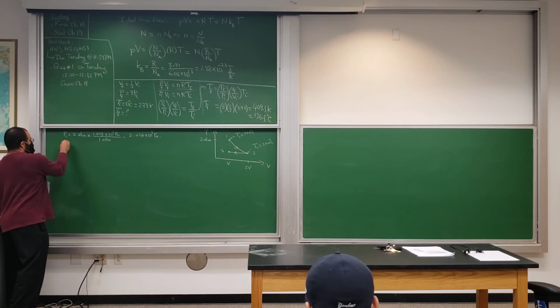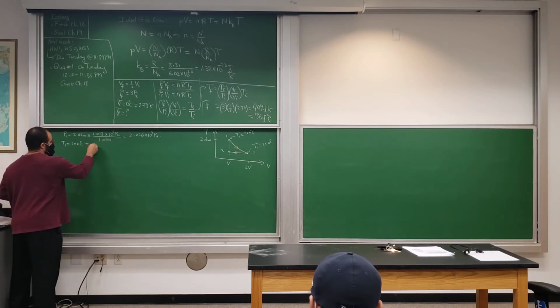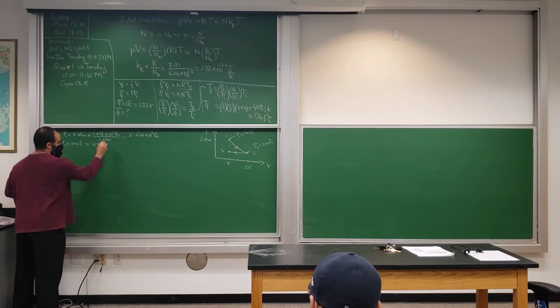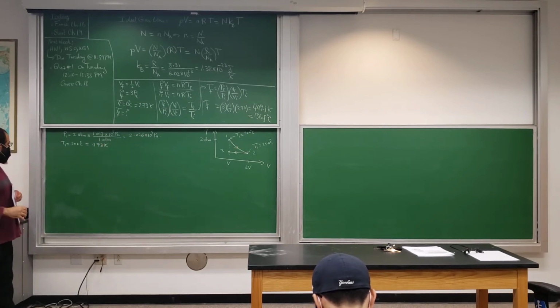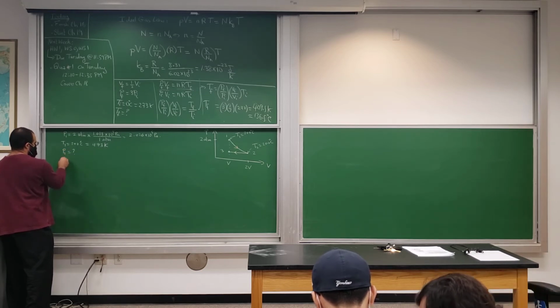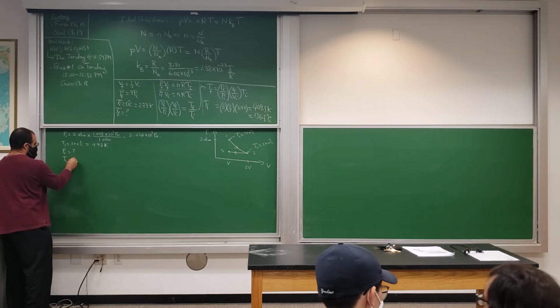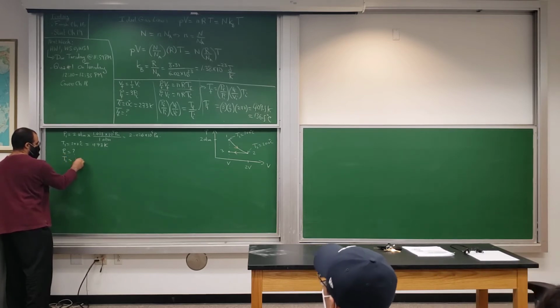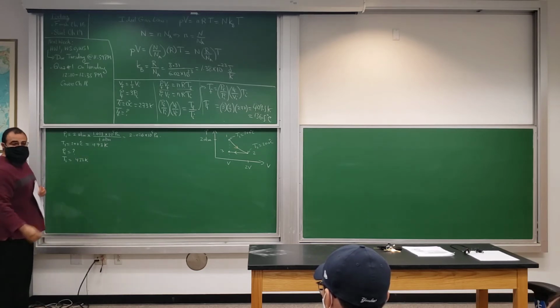The temperature T1 is 200 degrees Celsius, and that is 473 K. Please correct me if I get anything wrong. The pressure P2 we don't know. The temperature T2 we know, it's 473 K. So I'm going to write the ideal gas law.